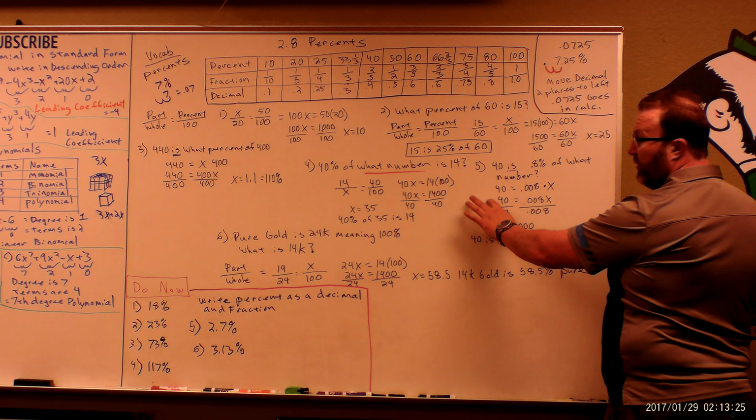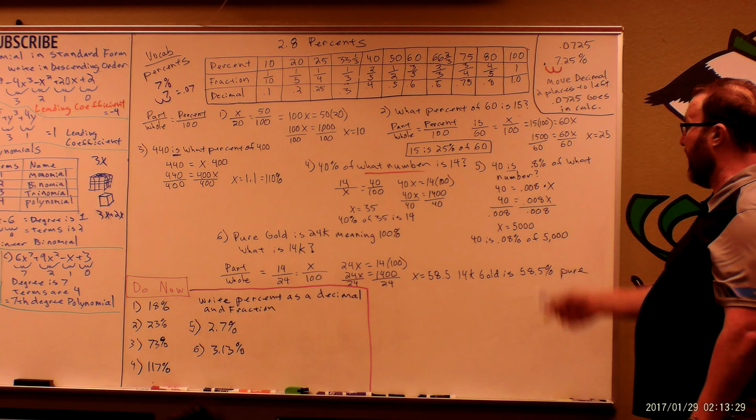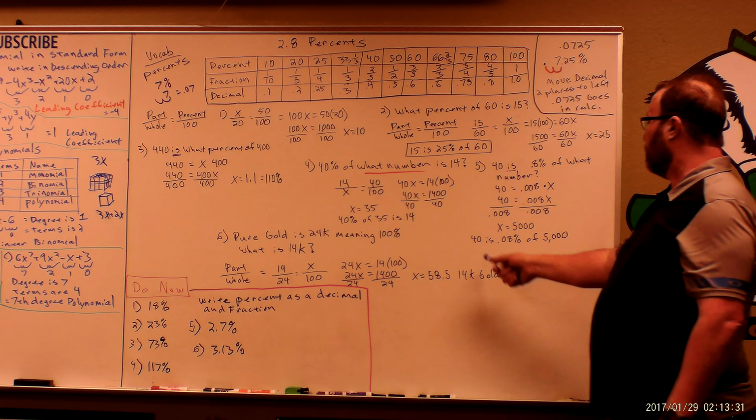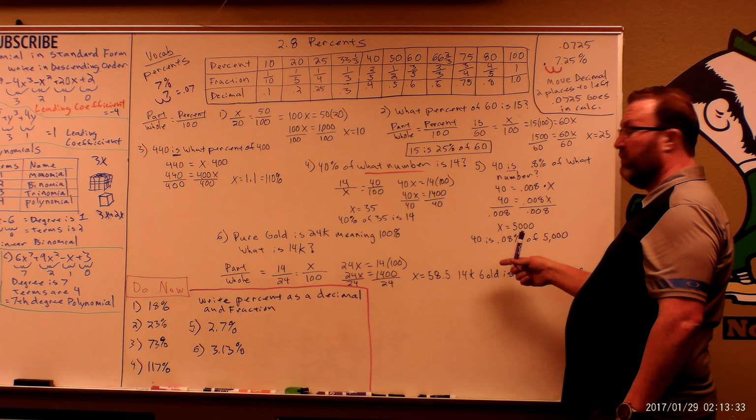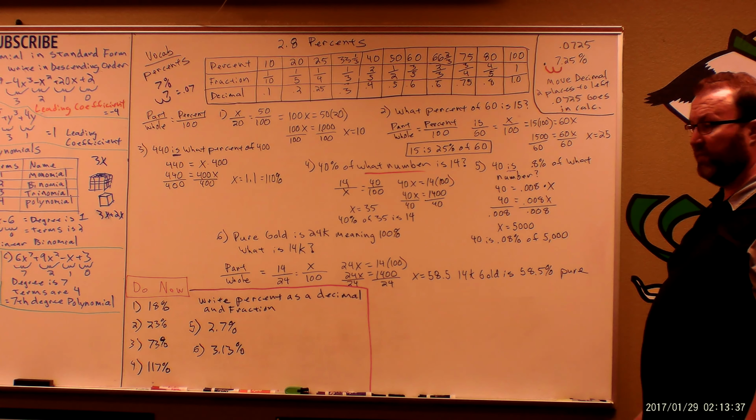The numerator goes in the calculator first, divided by 0.008 equals 5,000. So we know that x is 5,000. So 40% that is less than 8% is 5,000.